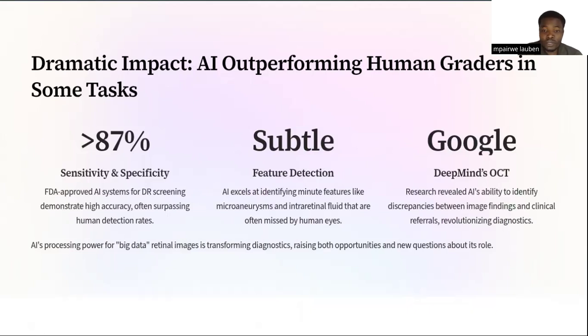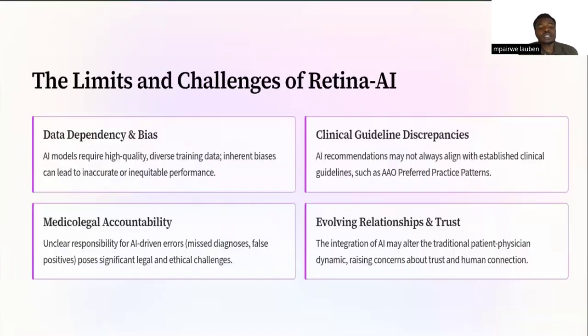which brings new opportunities and new questions about its role. Then we are now exploring the limits and challenges of Retina-AI. It really depends on data and it can be biased. Most times AI models require high quality, diverse training data sets, and AI models normally inherit bias from these training data sets, which leads to poor performance.